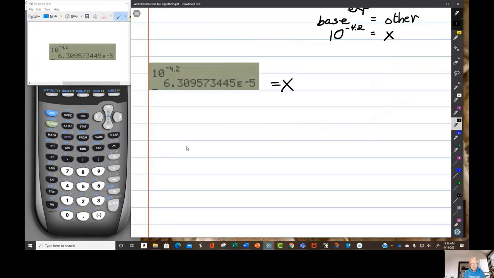Here's what this means. The letter E right here means exponent. What this is telling you is that negative 5 is an exponent. But on what? 10. Scientific notation is always times 10.